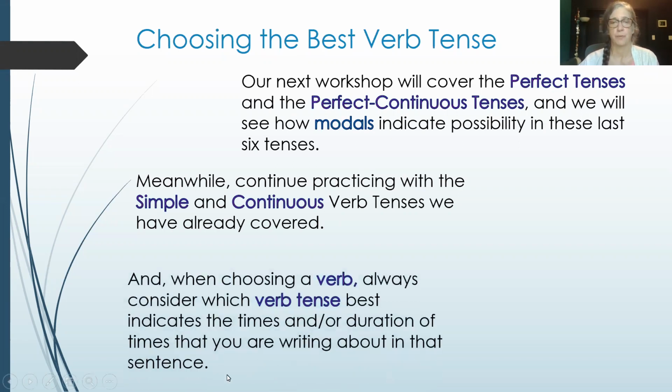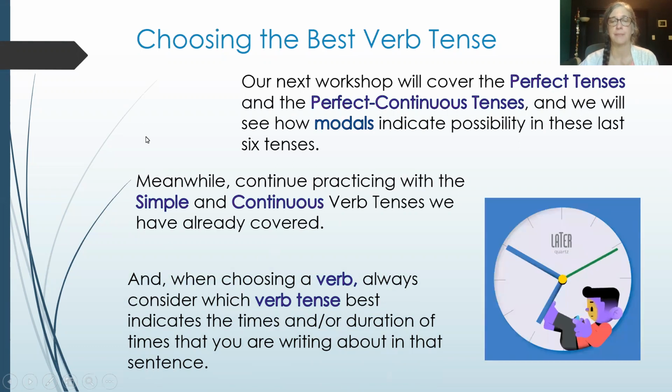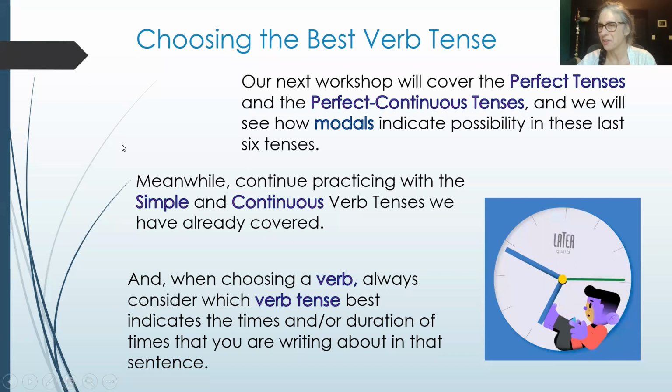And always remember, when choosing a verb, consider which verb tense best indicates the times and or the duration of times that you're writing about in that particular sentence. Another useful tip that I like to give our scholars who are learning how to use verb tenses better is when you're reading, take a few moments to look at the verbs and just ask yourself, okay, what verb is the writer using in this sentence?